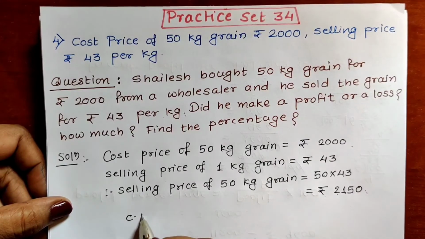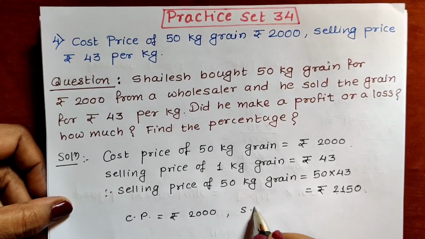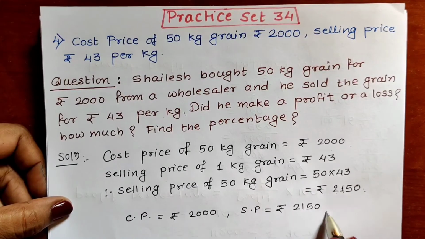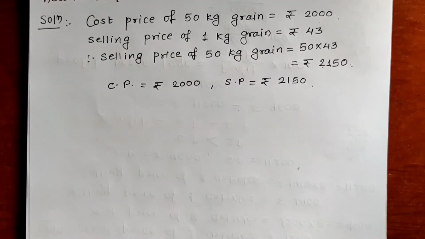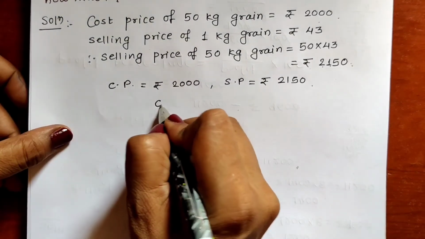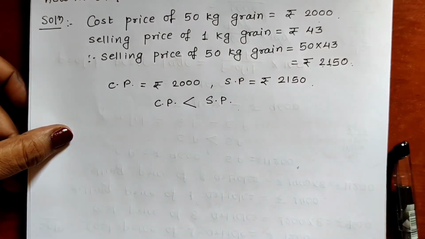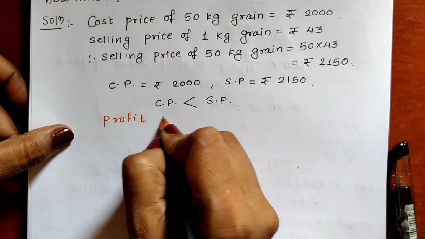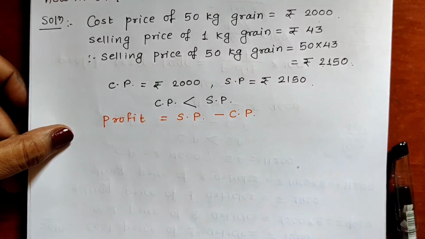So let us write cost price is equal to rupees 2000. Selling price is rupees 2150. Now which is greater? We can see that selling price is greater and cost price is lesser. Hence there is a profit. So we will apply the formula of profit. Profit is equal to selling price minus cost price.